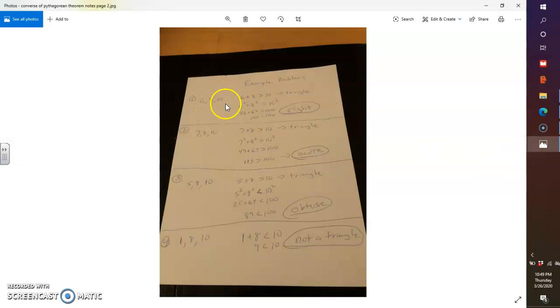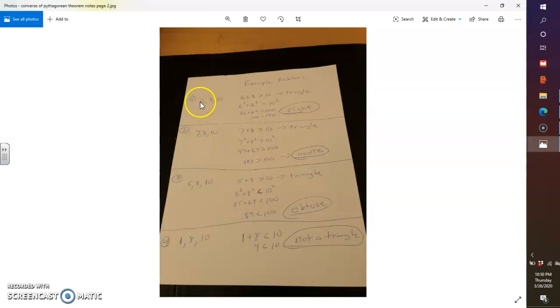The first one is 6, 8, 10. 6 plus 8 is greater than 10, so we know we have a triangle. And this is a right triangle. 6 squared plus 8 squared is equal to 10 squared, because 36 plus 64 is 100. And 10 squared is 100, so we have a right triangle.